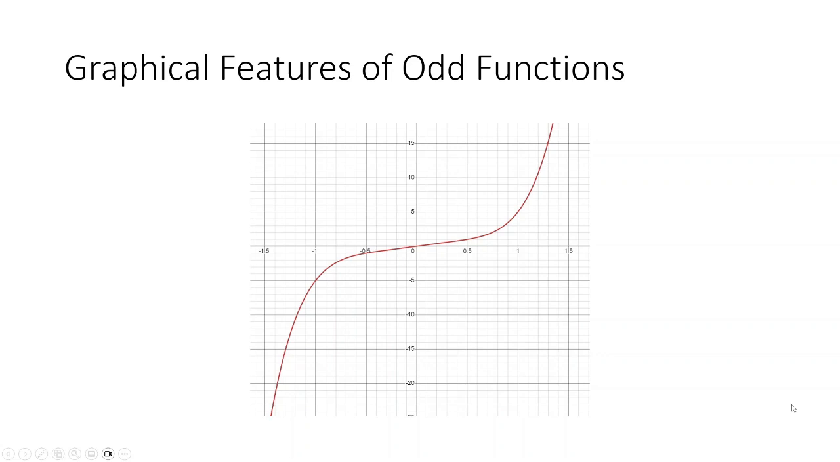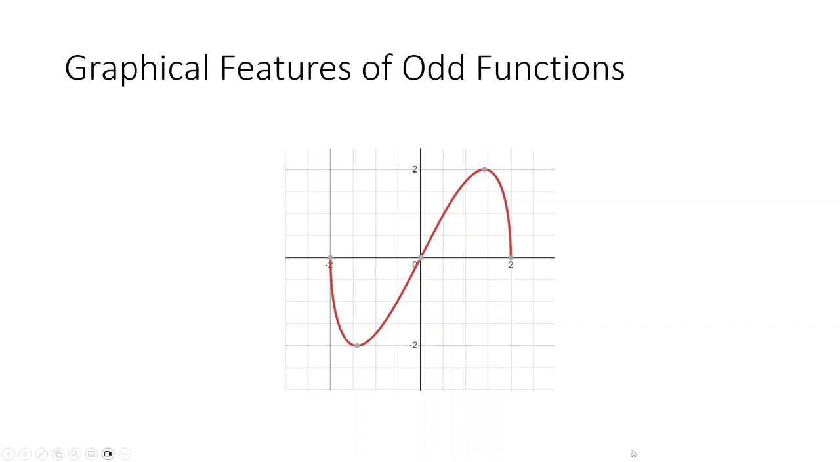Here is another example of a graph of an odd function. Here we see that the right half and the left half are almost identical. The main difference is that if I flip the right half horizontally and then flip it upside down on the left side, then those match.